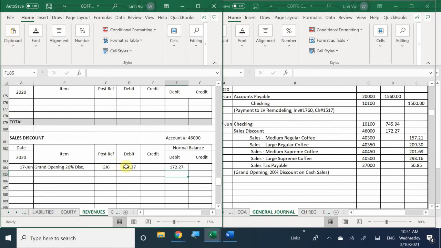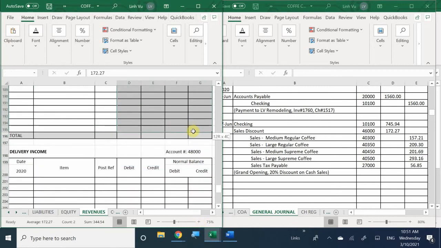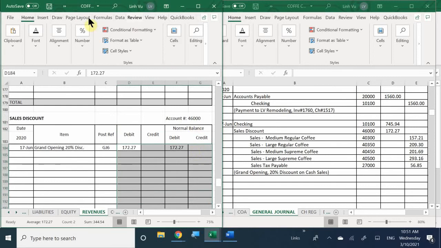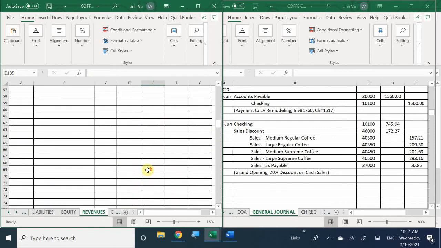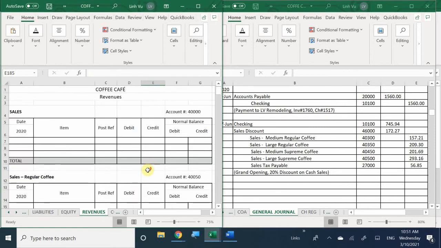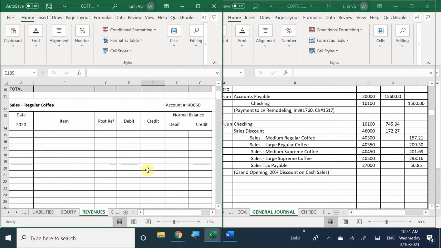All right. So this is my beginning balance. It should reflect the same on the debit side because it is a contra account. There you go. All right. So then, what is next? Sales for medium regular coffee.